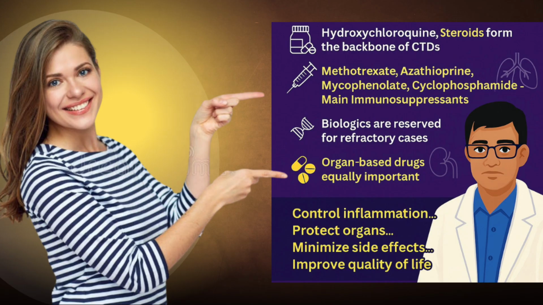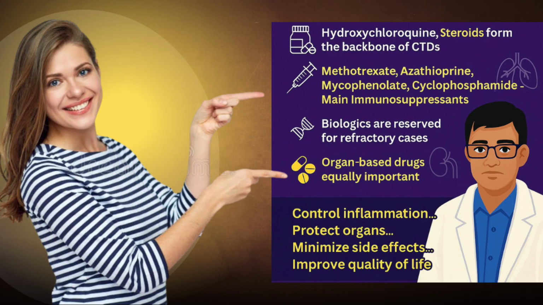Number 5, Sjogren's syndrome. The main issues are dryness of eyes and mouth, so we use artificial tears and saliva substitutes. Drugs like pilocarpine or cevimeline stimulate salivary flow. If there's systemic disease, hydroxychloroquine, steroids, or immunosuppressants are added.